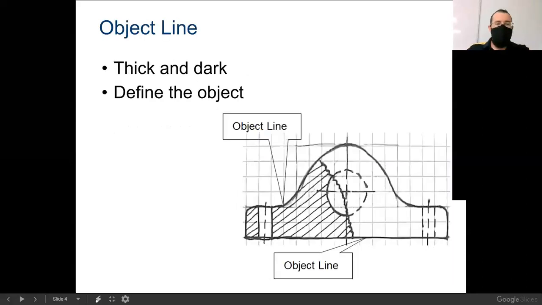Second definition, an object line. This is a darker line, and its function is to define the object. It's the edges of the object. That's why it's called an object line. So just draw a darker line as an example of an object line.